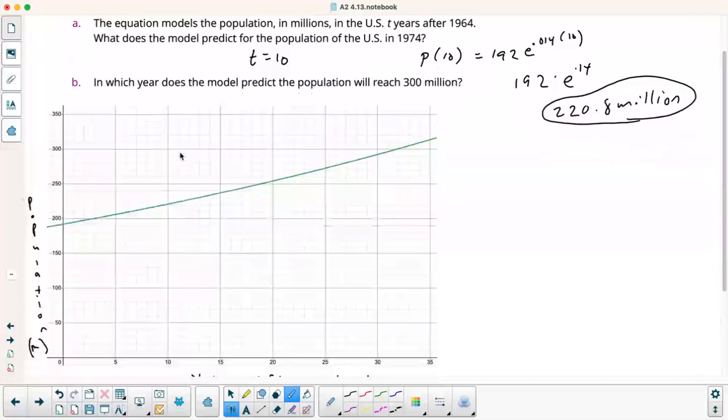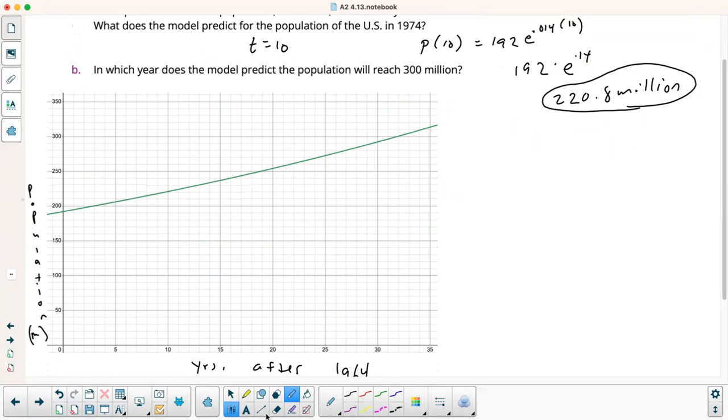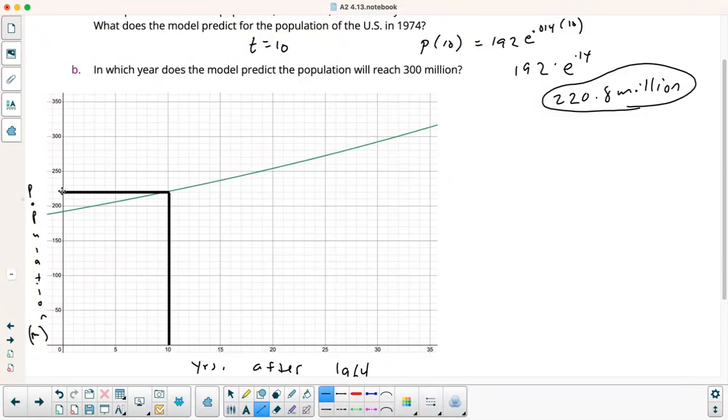And again, if I look at my graph here, if I wanted to go to 10, it's a little bit less accurate, but it still works. I can get pretty close there. I can see these are going by 20s because there's 1, 2, 3, 4, 5 of them. So yeah, it looks pretty close to 220. Obviously, this is a little bit more accurate using the function. All right, in which year does the model predict the population will reach 300 million?